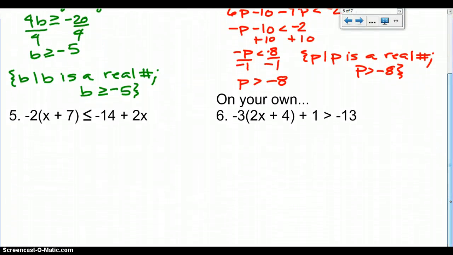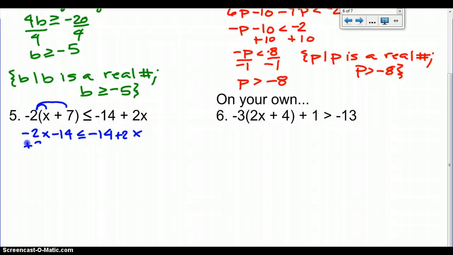We're going to move on to number 5 and do this one together. So the first thing we see we need to do is distribute our negative 2. So we have negative 2 minus, negative 2x, negative 2x minus 14 is less than or equal to negative 14 plus 2x.